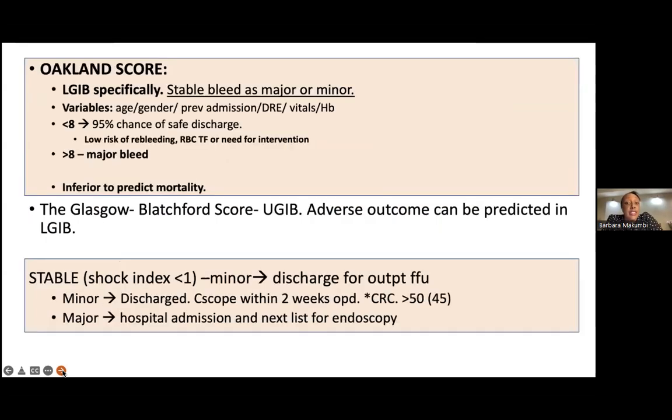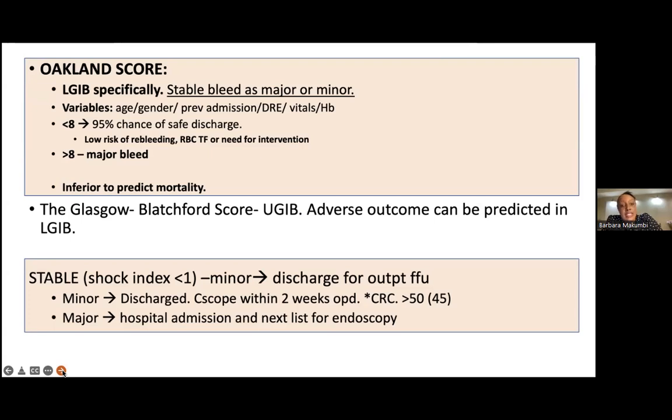So I said that a stable patient falls into the major bleed or minor bleed. And to determine this, there's the Oakland score. The Oakland score is actually validated for lower GI bleed specifically. It's one of the few scores validated specifically for lower GI bleeds. And it uses variables related to the patient's age, gender, whether they've had previous admissions for lower GI bleeds, their digital rectal examination, vitals, and their hemoglobin.